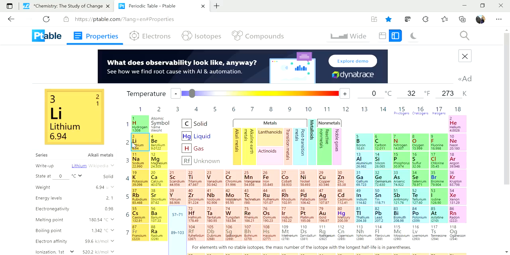So the highest energy level that these elements can achieve is energy level 2. The highest principal quantum number n that these elements can achieve is n equals 2, because they are in period 2. If they are in period 4, then for all of these elements in period 4, the energy level, the principal quantum number n, is 4.